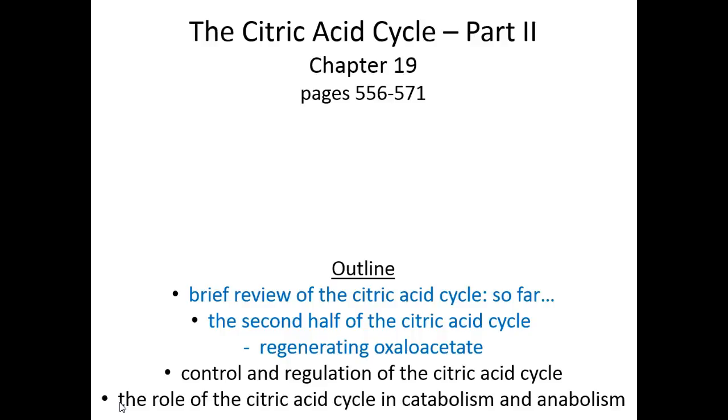And the third chunk will broaden our view a little bit and discuss the role of the citric acid cycle in metabolism overall, not only in breaking materials down for energy, but also in making biomolecules using intermediates of the citric acid cycle as precursors for larger molecules that we need to survive. And of course, the side of metabolism that deals with making molecules is anabolism.